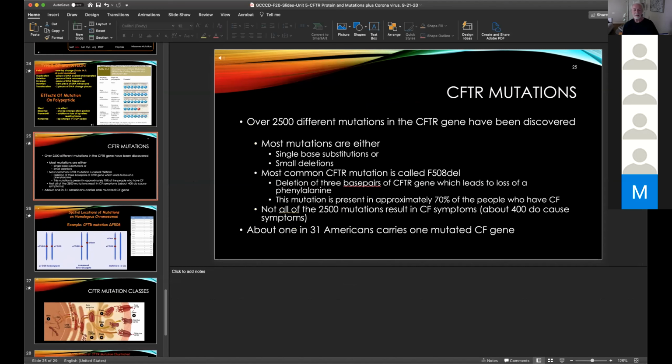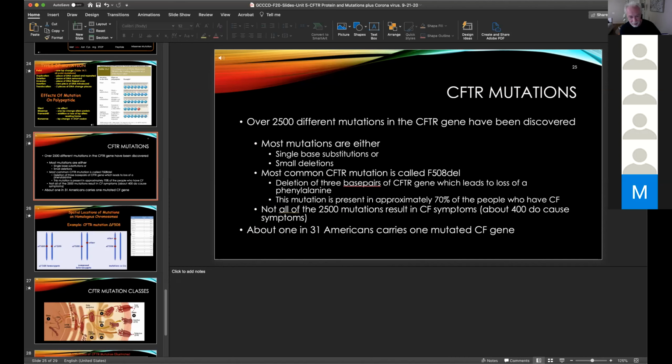All right, you have a list of 13 CFTR mutations, and you're going to choose one of those. But that's from among over 2,500 different mutations that are known in this one gene, CFTR. Now, most of the mutations in the CFTR gene are either single base pair substitutions or small deletions.